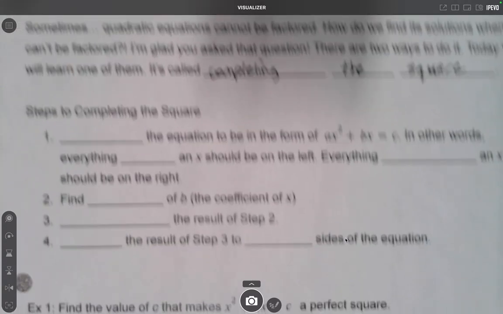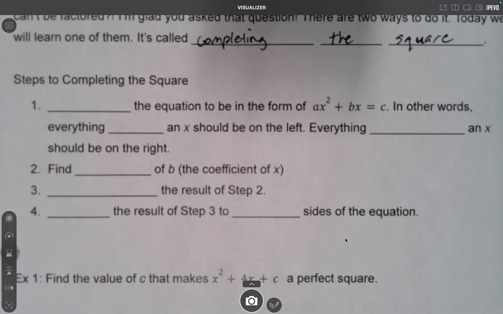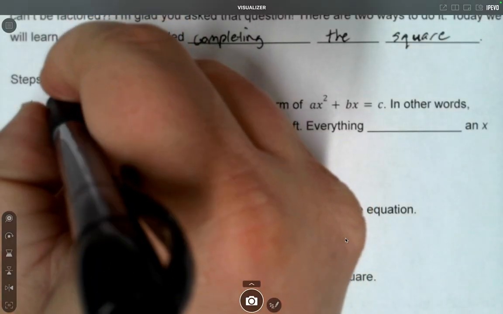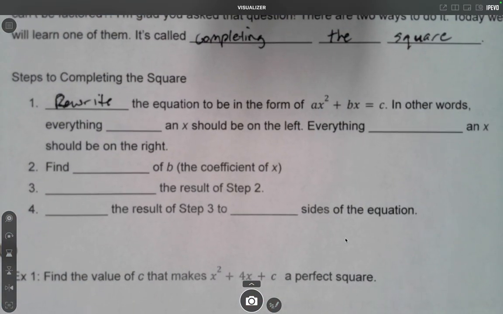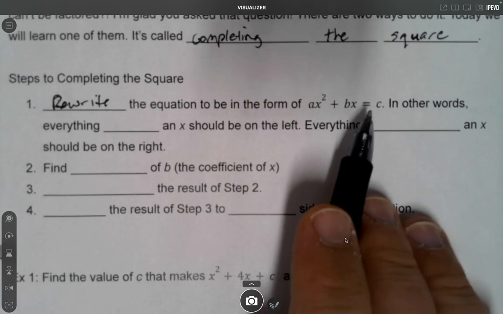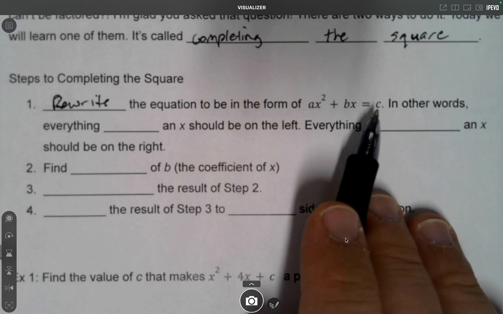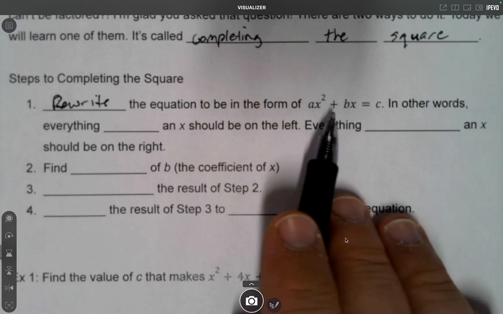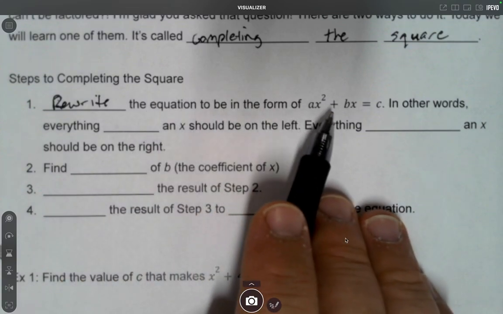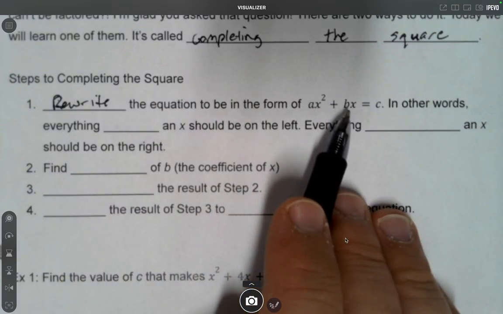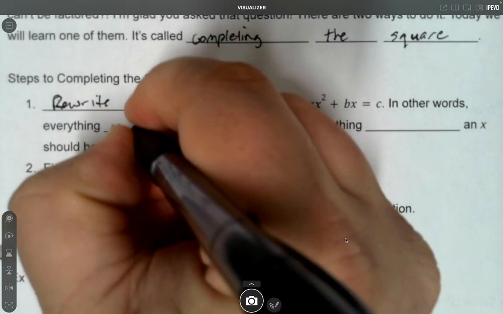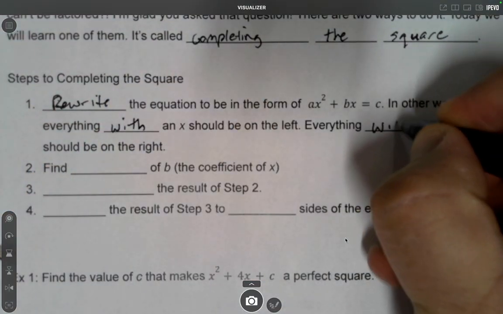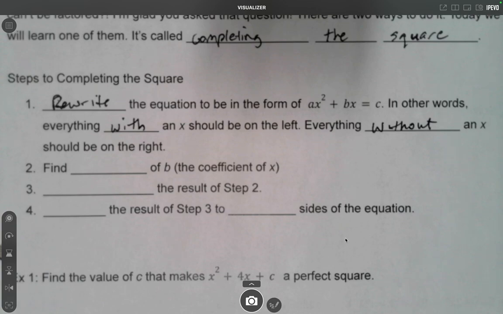So here are the steps to completing the square. Rewrite the equation to be in the form ax squared plus bx equals c. Now, if you remember with factoring, we always made it so this was set equal to 0. Now, it's possible c is 0, but the point is, when we're doing completing the square, we want all the terms with x on the left, anything without an x, any constants on the right. So everything with an x should be on the left, everything without an x should be on the right.